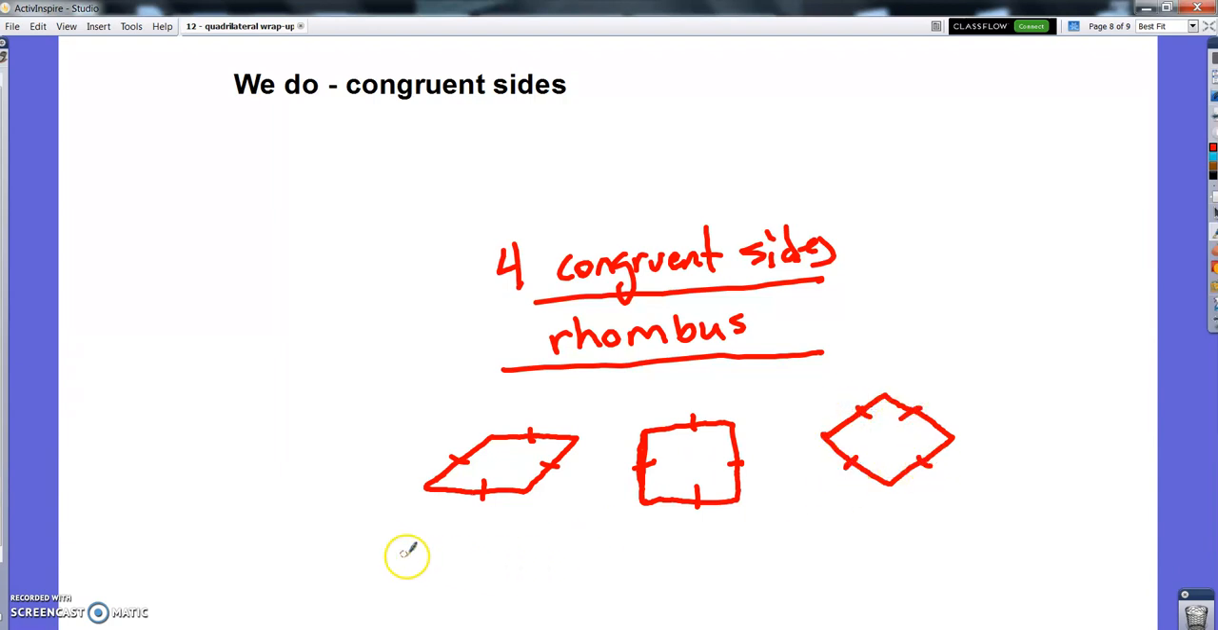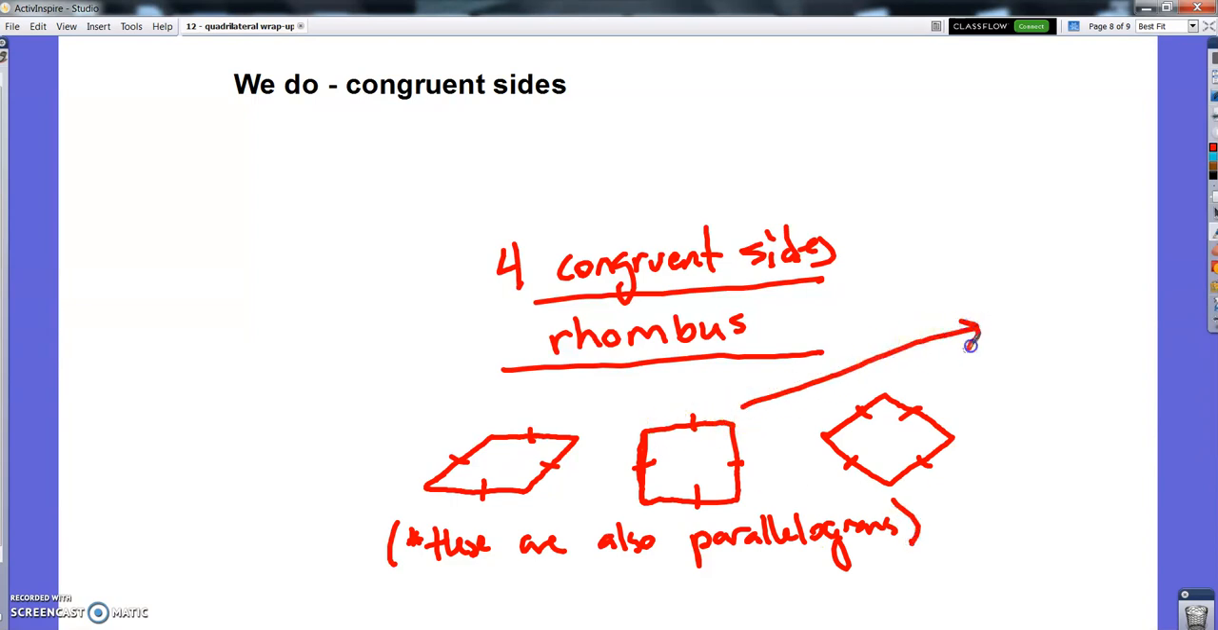And you'll notice, these are also parallelograms. This one is also a rectangle. So this is a rectangle and a rhombus and a parallelogram and a quadrilateral, and you probably know another name for it called square. So all these have a lot of different names.